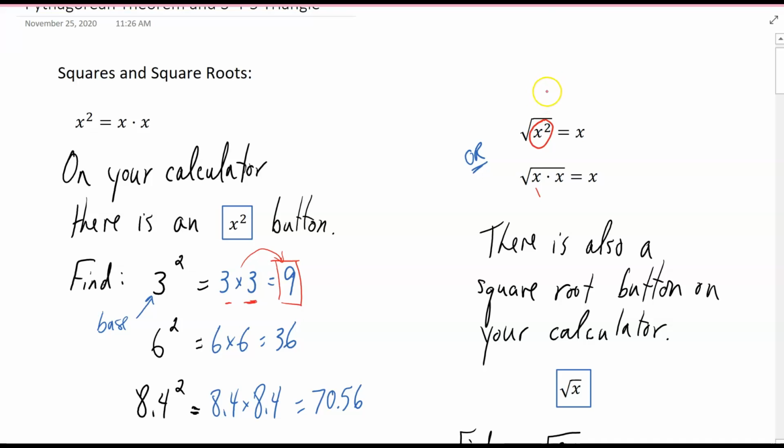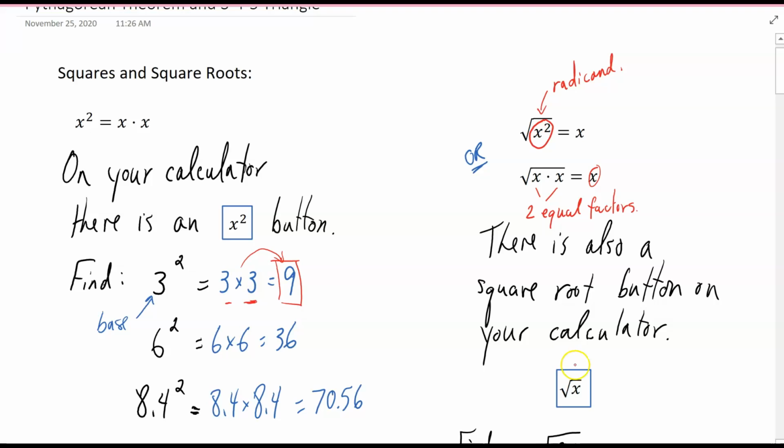And the square root means to break your number down in here. This number under the square root sign is called the radicand. We break it into 2 equal factors, and the square root will be one of them, okay? So you're looking for what number is multiplied by itself to equal the number underneath the square root sign.